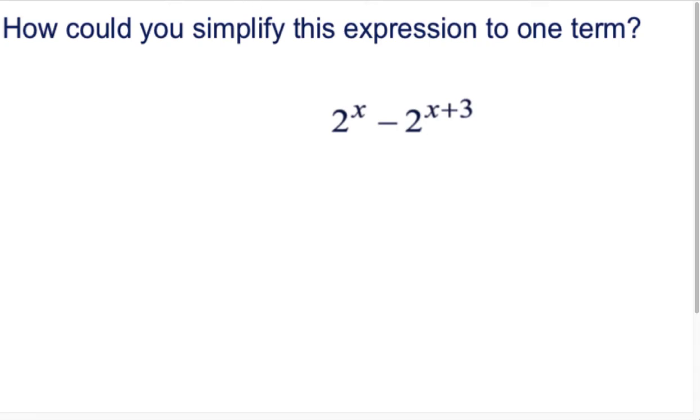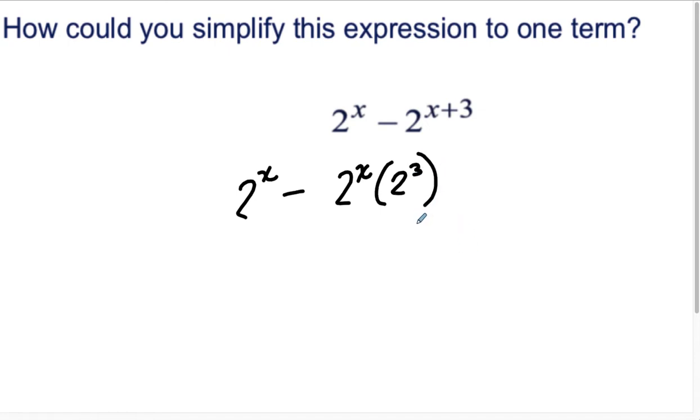So the first thing you want to do is identify which ones could be simplified. So 2 to the x power is already simplified, so I'm just going to write 2 to the x power. Now 2 to the power of x plus 3 has two terms here, so I'm going to simplify that further by using the product rule. So by using the product rule, I'm going to keep the minus sign, I get 2 to the x power times 2 to the third power.